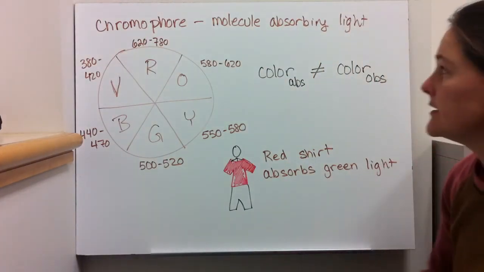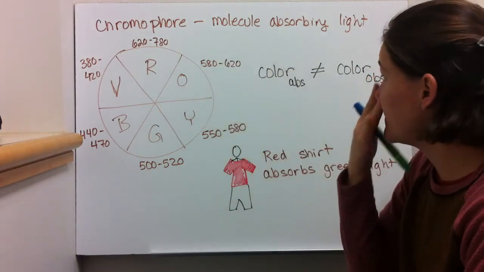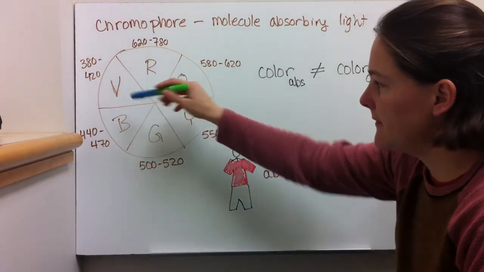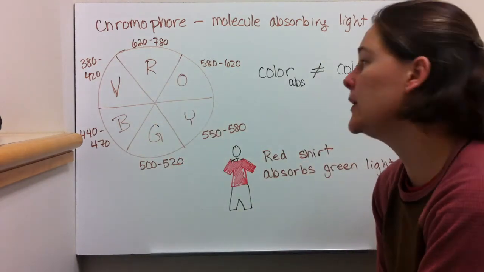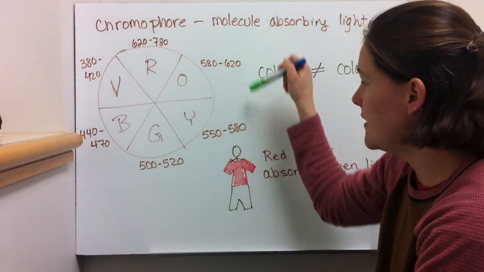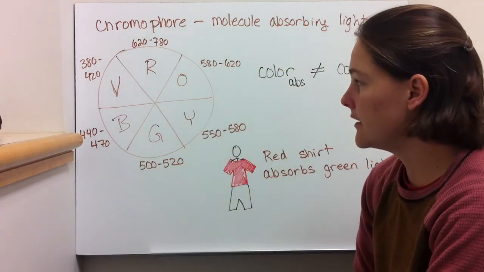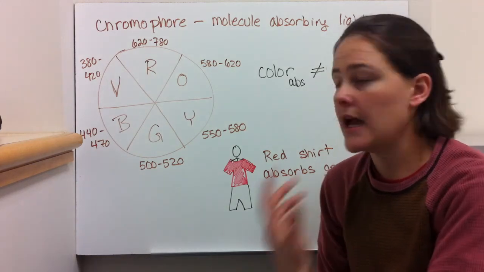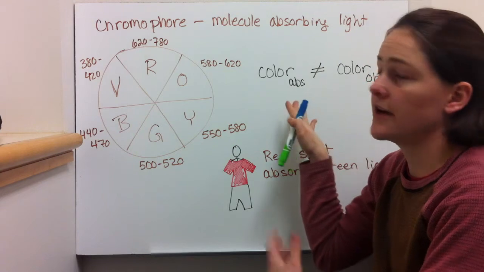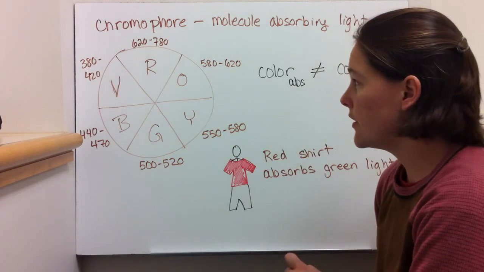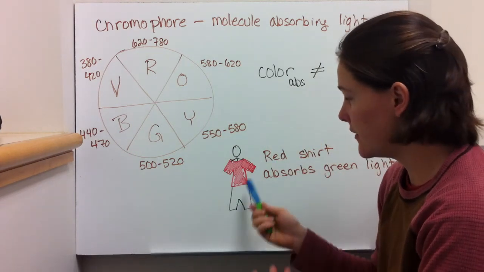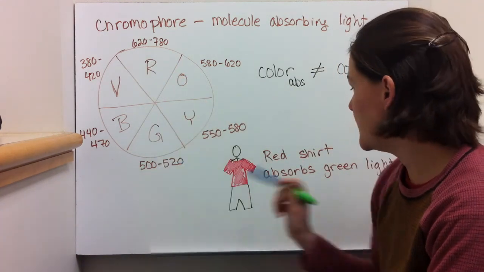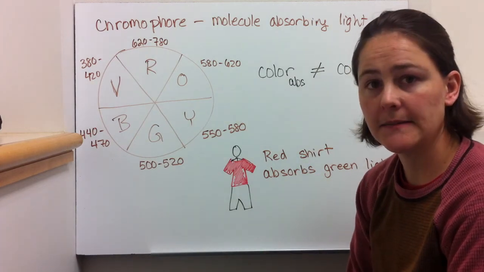Alright, so the chromophore is basically the molecule that absorbs light. And Roy G. Biv is basically the colors of the rainbow. And so I put up the wavelengths of the different colors of light in nanometers around the circle. The point that I would like to make is that the color that you see is not actually the color that's being absorbed. So in order to find the color of the red t-shirt, you're going to have to go directly across the color wheel, and actually the shirt is red because it's absorbing green light.